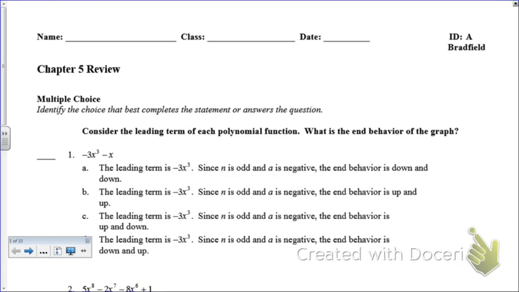This is a Chapter 5 review. Number 1, it says consider the leading term of each polynomial function. What is the end behavior of the graph? So our leading term is negative 3x cubed.